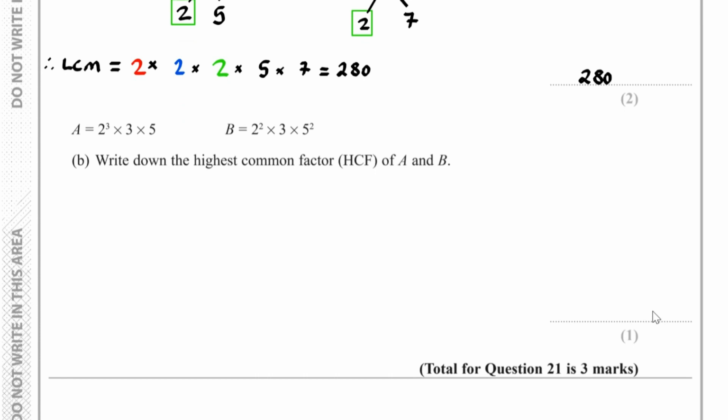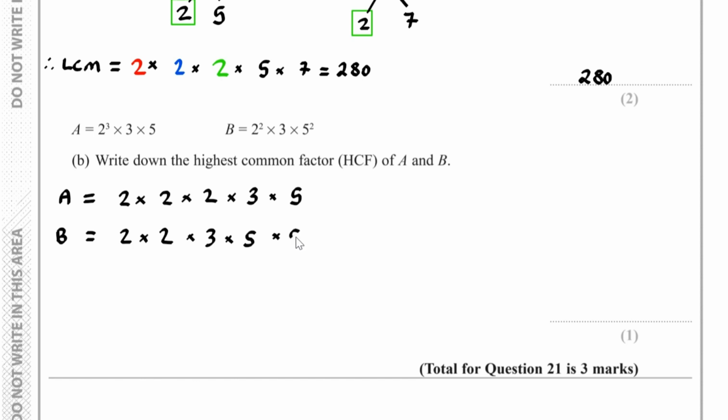Then we are given that a is equal to 2 times 2 cubed times 3 times 5, and b is equal to 2 squared times 3 times 5 squared. We have to write down the highest common factor of a and b. So a, let's rewrite that as 2 times 2 times 2 times 3 times 5, and b, let's write that as 2 times 2 times 3 times 5 times 5.